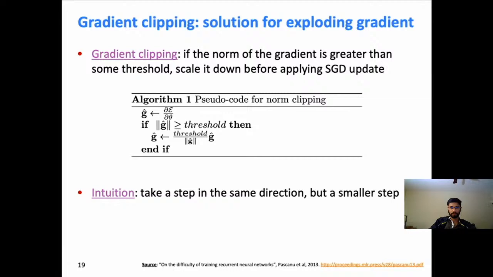So here I've got a screenshot of some pseudocode from the related paper that proposed gradient clipping, or at least some version of gradient clipping. And it's pretty simple, as you can see. G hat is the vector, which is the derivative of the error with respect to the parameters, and it's saying that if the norm of this gradient is greater than the threshold, then you just scale it down. But the important thing to note is that it's still pointing in the same direction. It's just a smaller step.